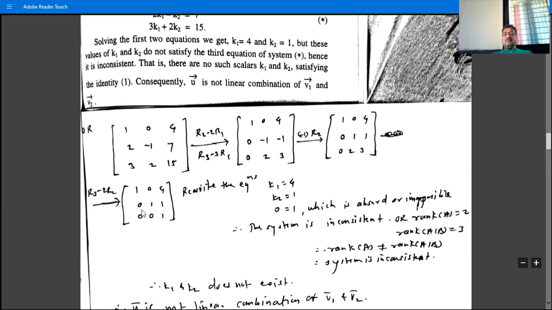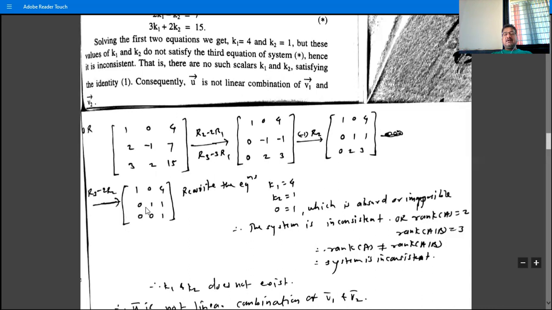Or we can use the concept of whether the rank of A and rank of AB are equal or not equal. So what is the rank of A? After cancelling this last column, the remaining matrix is the echelon form of the matrix A, the matrix of coefficients. So how many non-zero rows are in this matrix? This is a non-zero row, this second is a non-zero row, third is a zero row. So after cancelling the last column, the remaining is the echelon form of the matrix A.